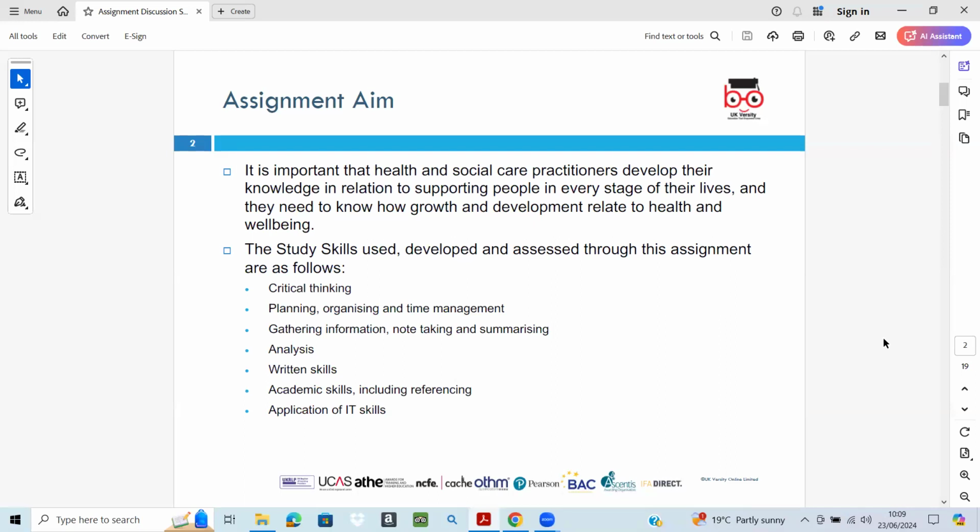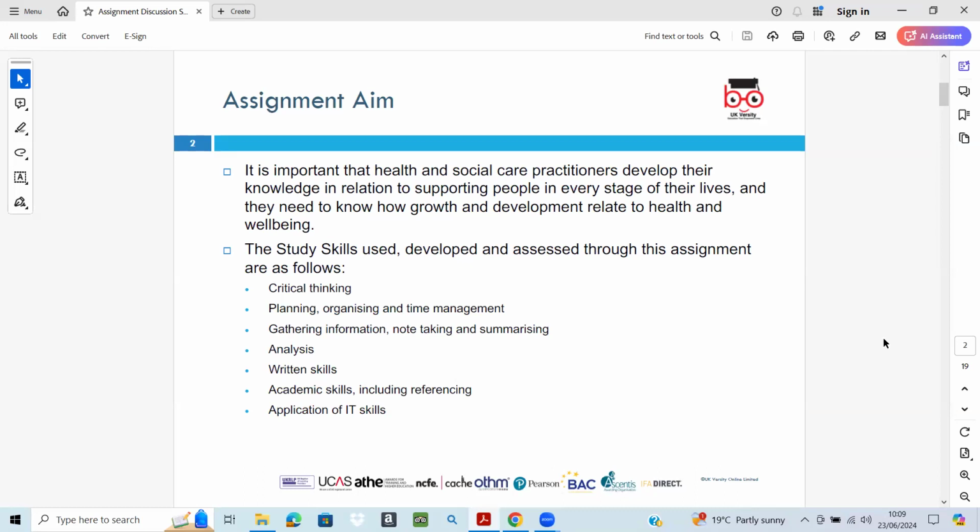Then we have application of IT skills. With the increasing use of technology in healthcare settings, we need to be skillful in IT, from electronic health records to telehealth platforms. Practitioners need to navigate various technologies to enhance the quality of care delivery.